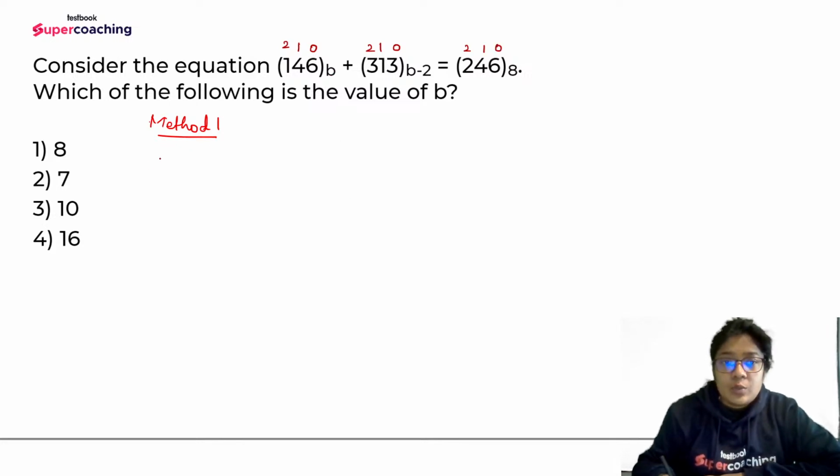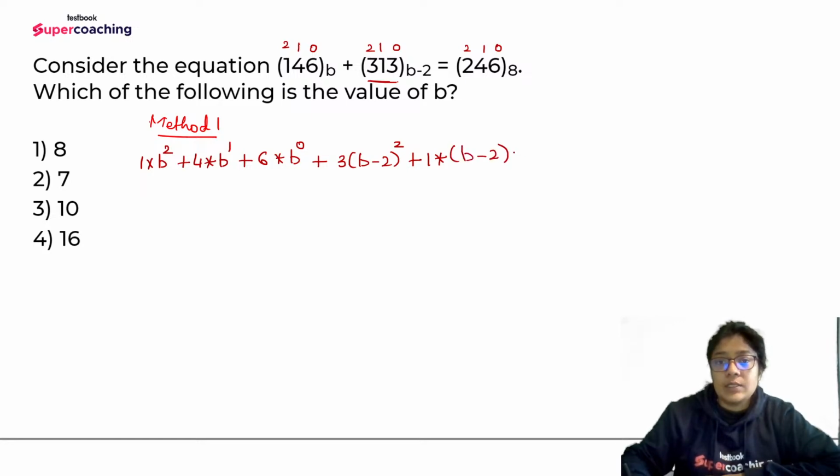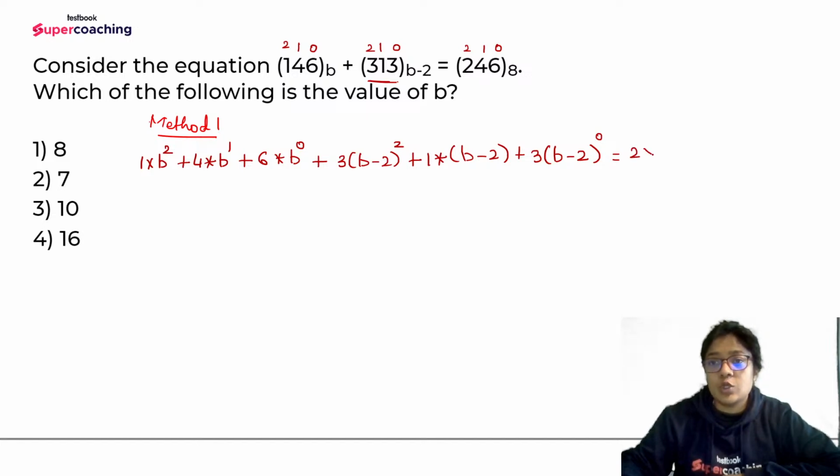So this comes out to be 1 into b square plus 4 into b raised to power 1 plus 6 into b raised to power 0 plus, now I'm expanding this term, 3 into (b minus 2) whole square plus 1 into (b minus 2) plus 3 into (b minus 2) raised to power 0. Anyhow, that is 1. आप इस term को skip कर सकते हैं. On the right side, 2 into 8 square plus 4 into 8 raised to power 1 plus 6 into 8 raised to power 0.